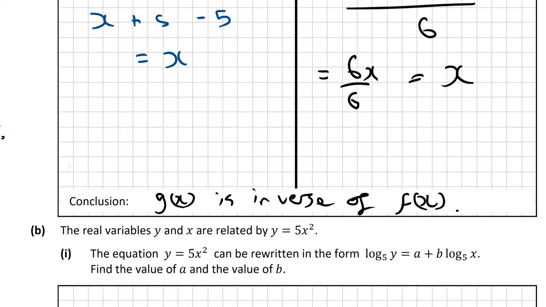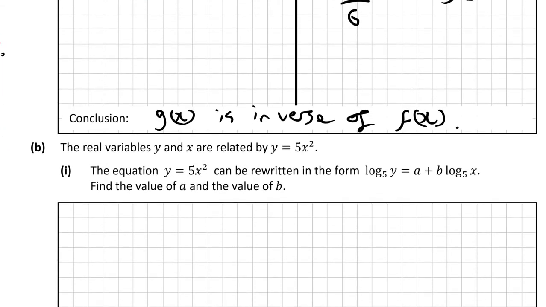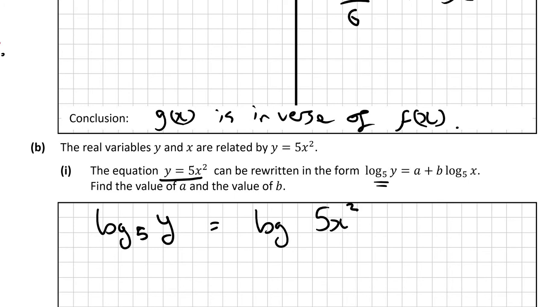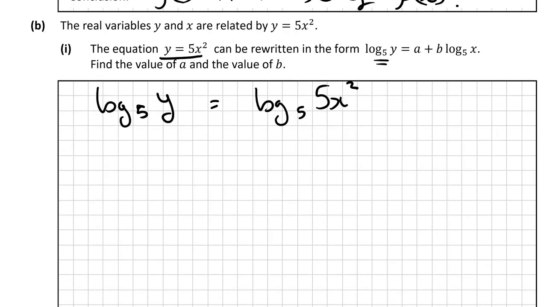Okay, next question. Real variables y and x are related by y equal to 5x squared. Okay, so what I'm going to do here is I'm just going to take that equation and convert it into that form. So I'm going to take the log of both sides to the base 5. So that gives me log of y to the base 5 is equal to log of 5x squared to the base 5. So here I'm just going to work with the right hand side.